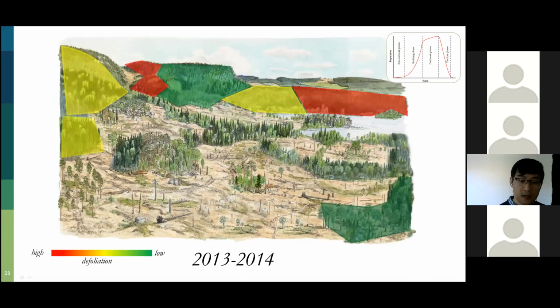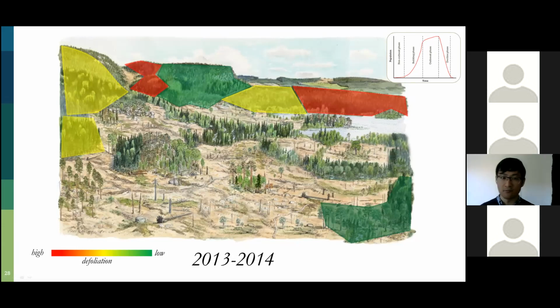In 2013 and 2014, that's basically the building phase of the outbreak. On the map, I just circled the areas of defoliation. This is all imaginary, so the redder the color, the more severe the defoliation. Here you can see hardwood stands, with more hardwood, have less or no defoliation, some mixed wood has moderate defoliation, and the pure softwood has severe defoliation.